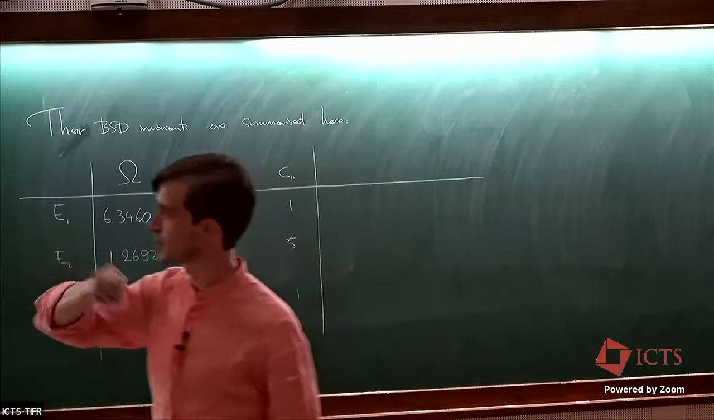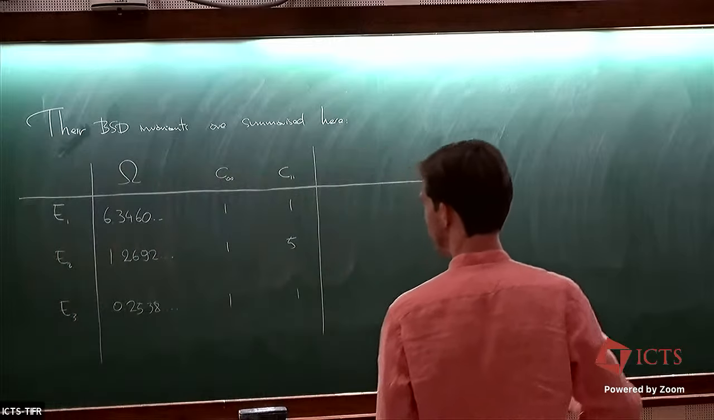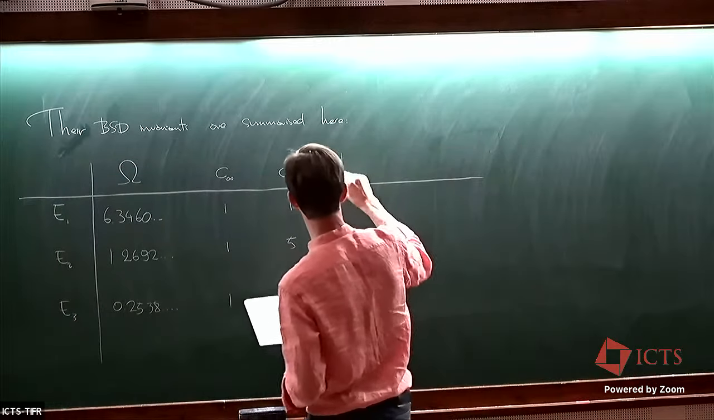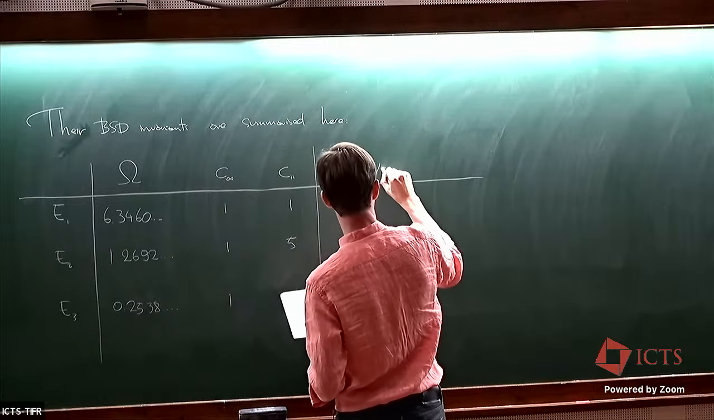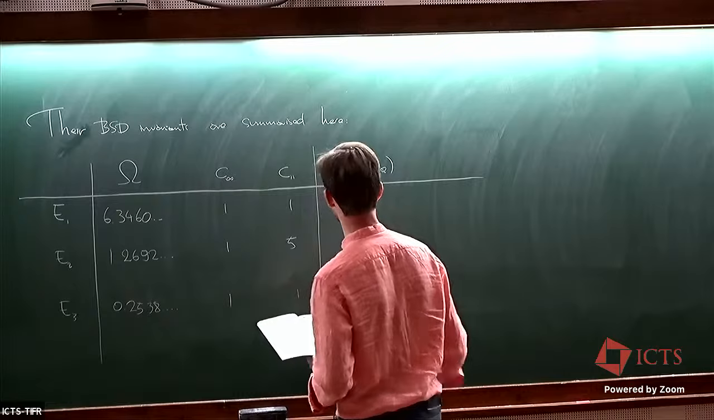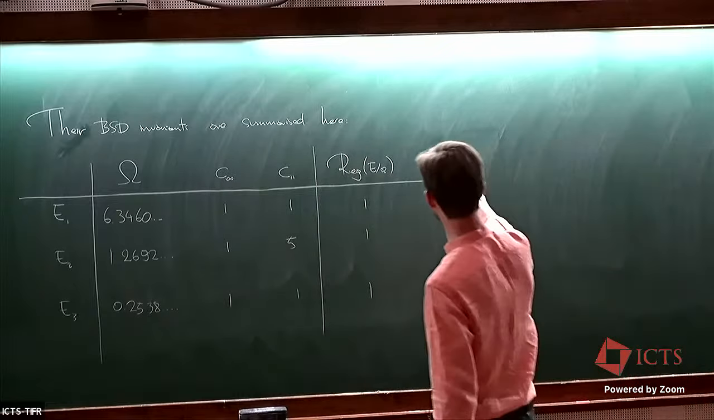Then we get to the next term, which is the regulator. The regulator is the determinant of height pairings of generators for the Mordell-Weil group, but here they have rank 0, so the regulators are all 1. So they're not a very interesting quantity here to look at. The regulator of E over Q is just 1 in every case. Okay. All right, then we come to the problematic one.